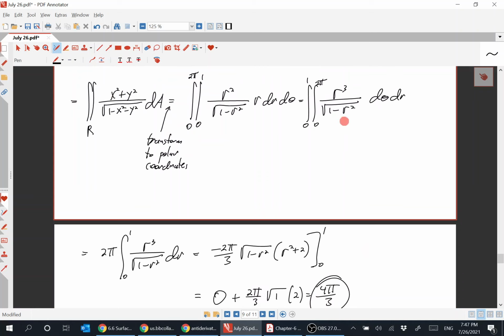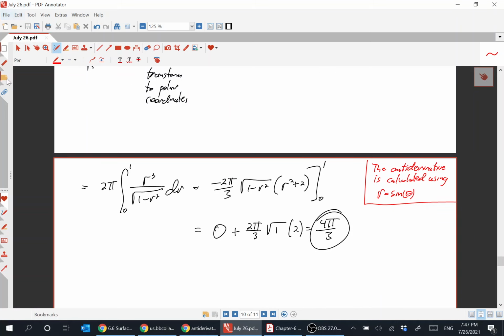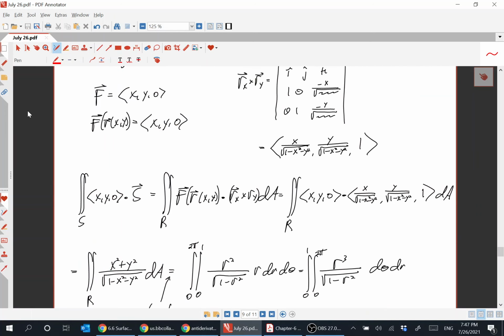Right, and if you wanted to calculate this antiderivative, the antiderivative is calculated using r equals sine of theta. So it's a trigonometric substitution, which I'm certainly not going to throw at you on the exam tomorrow. All right, but I mean, this is a straight calculation of a vector flux surface integral.